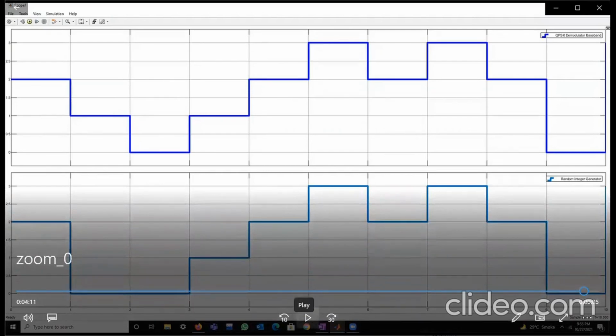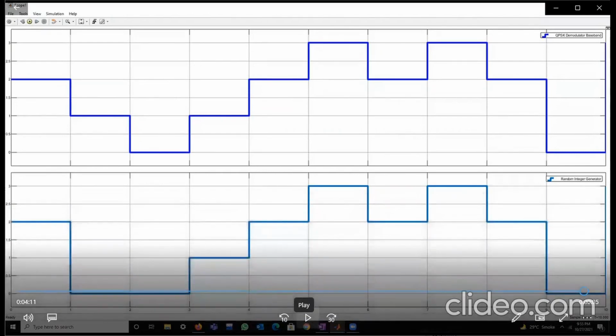So when the SNR is 0, the signal quality is reduced and it is more prone to noise and errors can be generated.